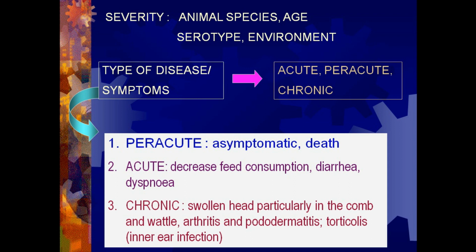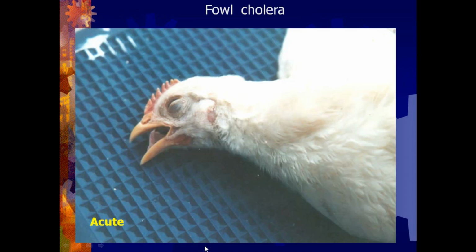One of the most particular lesions that we usually find is swollen head, particularly around the sinuses and also in the comb and wattle. And then chronic pasteurellosis also can be seen in the form of arthritis and pad inflammation. We call it pododermatitis, and it can also cause torticollis due to inner ear infections or otitis.